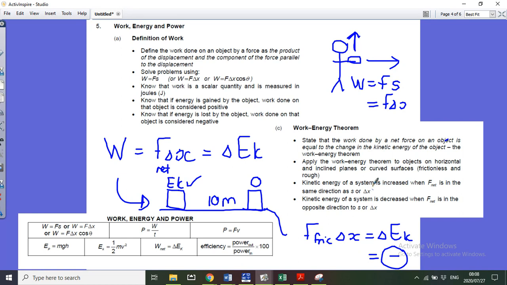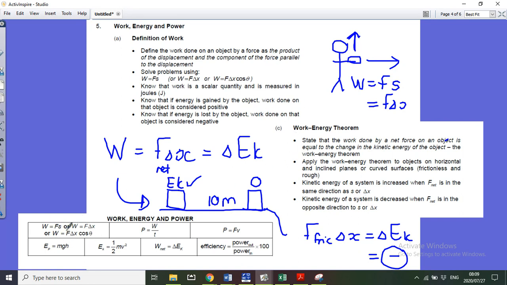So you can see that's what it says here again. Kinetic energy increases when the force is in the same direction as the distance or the displacement. And kinetic energy decreases when the force is in the opposite direction. So for our one here, because it was stopping, the force is against the direction of motion, or in the opposite direction to the displacement. So these two, please see them as one.